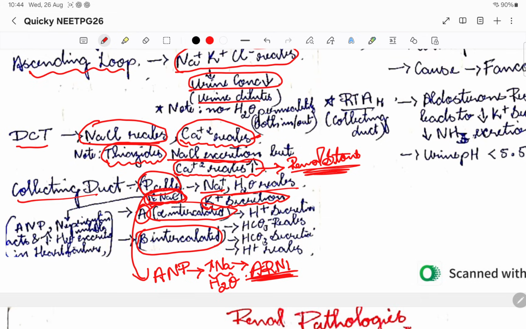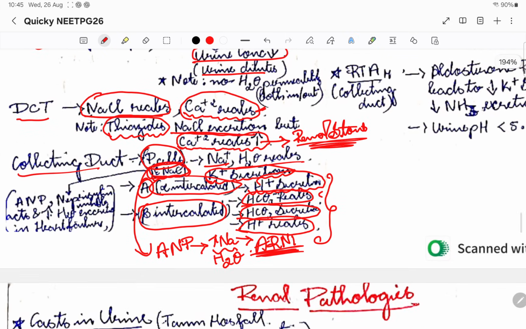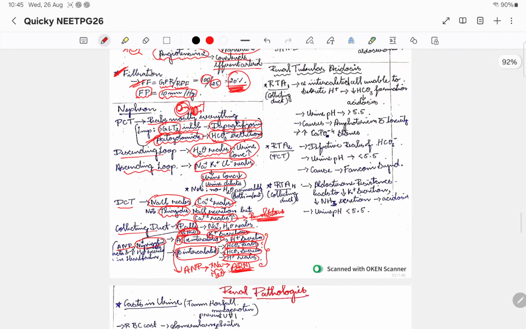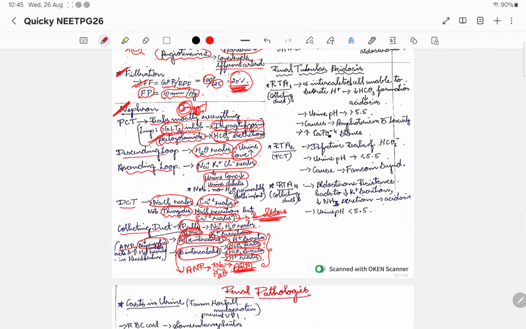Then coming to alpha intercalated cells, H plus secretion is happening, and also bicarbonate reabsorption is happening in the alpha intercalated cells. Whereas in beta intercalated cells it is the opposite. Bicarbonate is getting secreted and H plus is getting reabsorbed. So this is the balance that these two intercalated cells will maintain. Then that is what I told you, right? ANP, that ARNI, neprilysin inhibition will help in heart failure. So this is the basic physiology and working of the nephron.